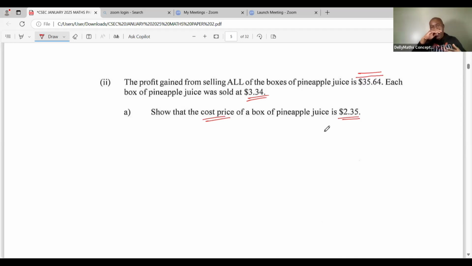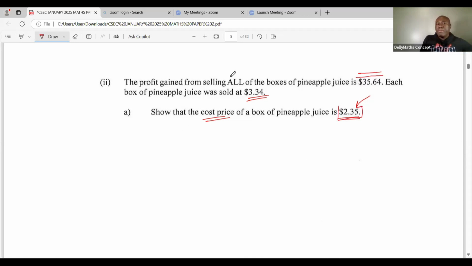And when you work this out, we cannot use this $2.35 at all. We're going to set up a system such that at the end of our calculation, cost price must be $2.35. All right. Now let's look at the key factors here.